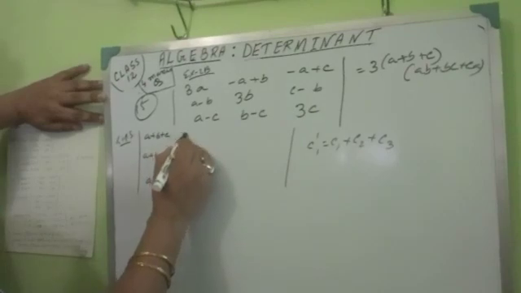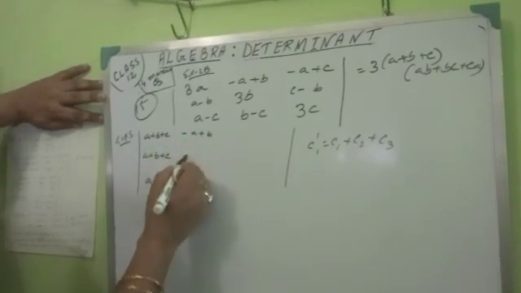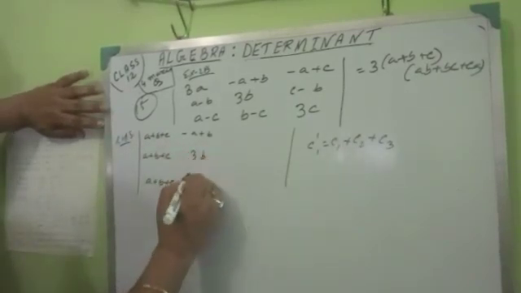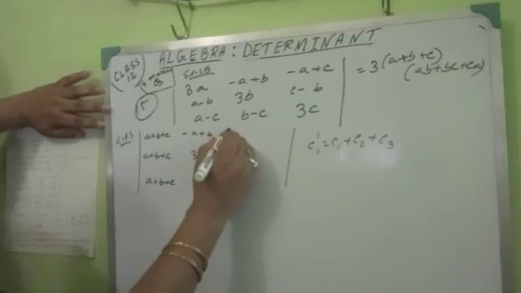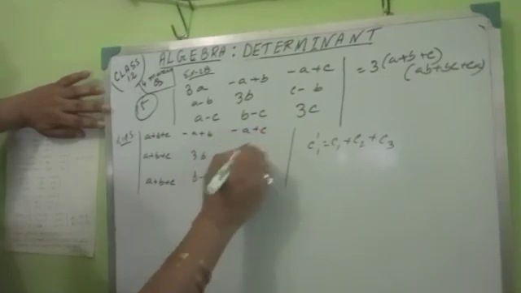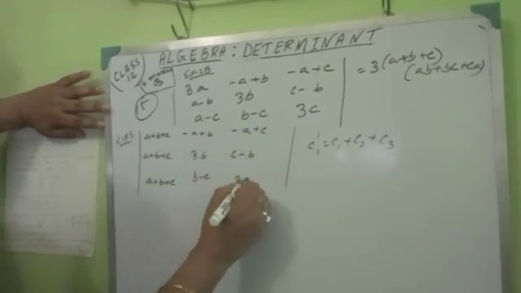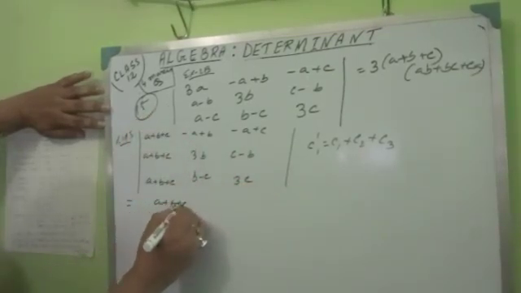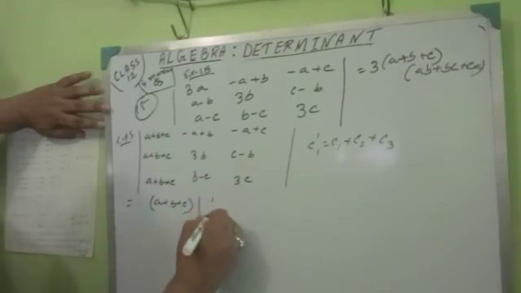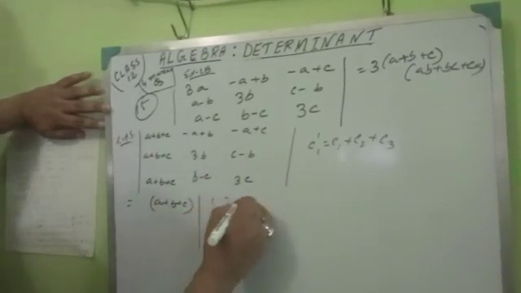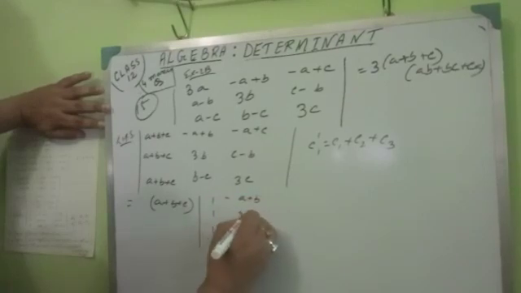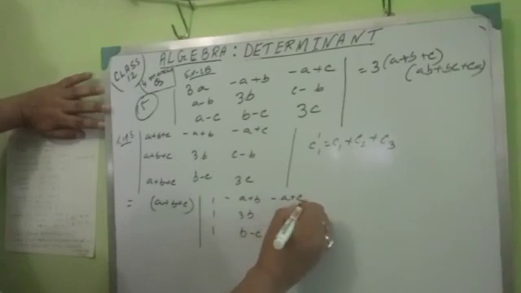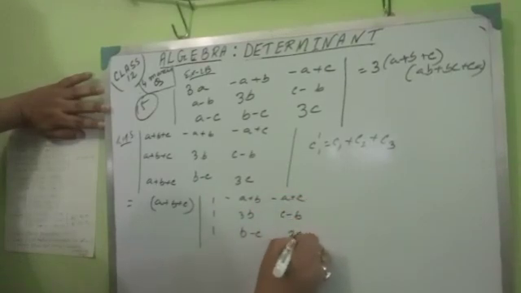Okay, and here it will be minus a plus b. Minus a plus b, and this is 3b, this is b minus c, and the third column minus a plus c, c minus b, 3c. Okay, now a plus b plus c, as this is the common element, so take it outside the determinant. So 1 1 1, and here same thing, minus a plus b, 3b, b minus c, minus a plus c, c minus b, 3c.